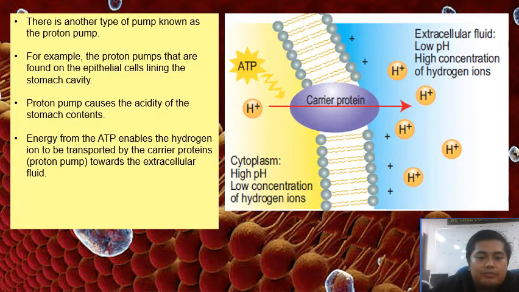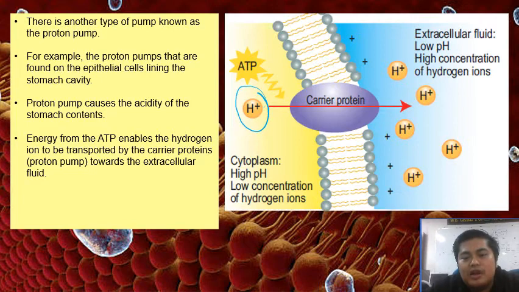So the energy in the form of ATP enables the hydrogen ion to be transported by the carrier protein towards the extracellular fluid. So sama juga case dia macam yang tadi tu juga. So apa yang akan berlaku? H+ ni dia akan melawan kecerunan. So melawan kecerunan maksudnya daripada kawasan yang rendah ke tinggi. So dia akan merentasi masuk melalui carrier protein, menyebabkan dia lebih berasid.